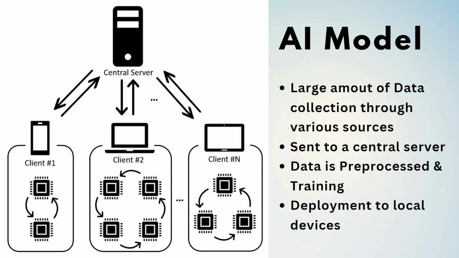Before understanding federated learning, let us understand how a typical AI model is trained. A large amount of data is collected through sensors, devices, and other means of contact and survey. All this collected information is sent to a central server that has sufficient compute power. This data is pre-processed and a model is trained. The trained model is then deployed to client devices.